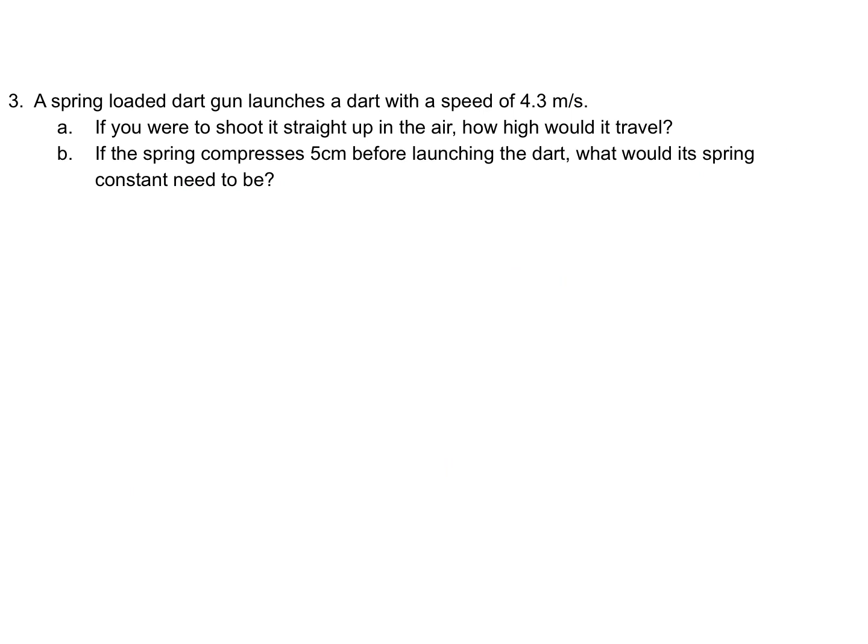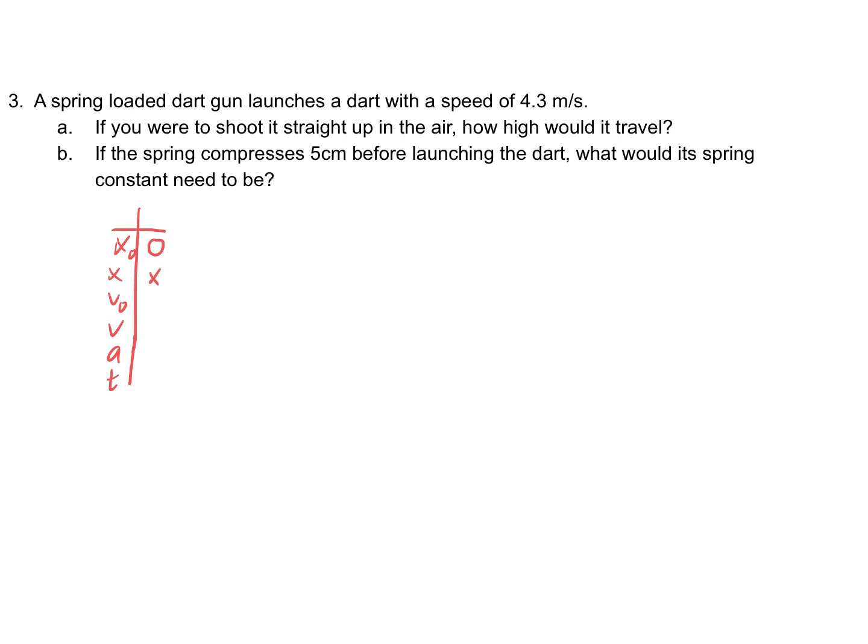Question number 3 here is, you can go ahead and read it. We've got a spring-loaded dart gun launching with a speed of 4.3 meters a second. If I were to shoot it straight up in the air, how high would it travel? All right. So let's go ahead and go kinematics first. I think we're getting really good at this. So we're going to say that we start at a height of 0. The question is, how high is it going to go? So I'm going to put an X there.